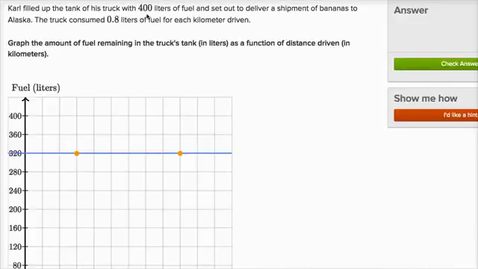Carl filled up the tank of his truck with 400 liters of fuel and set out to deliver a shipment of bananas to Alaska. The truck consumed 0.8 of a liter of fuel for each kilometer driven. Graph the amount of fuel remaining in the truck's tank in liters as a function of distance driven in kilometers.